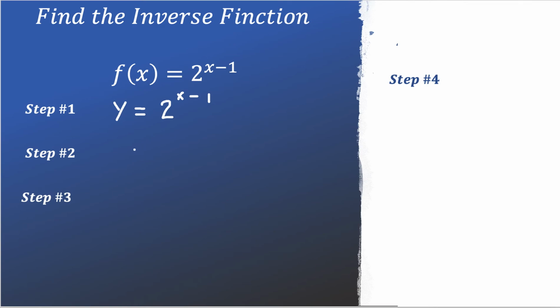The second step, we interchange x with y and y with x. So whenever there is y, I write x, and whenever there is x, I write y. So here is x, I write y minus 1. And the third step is solve for y.